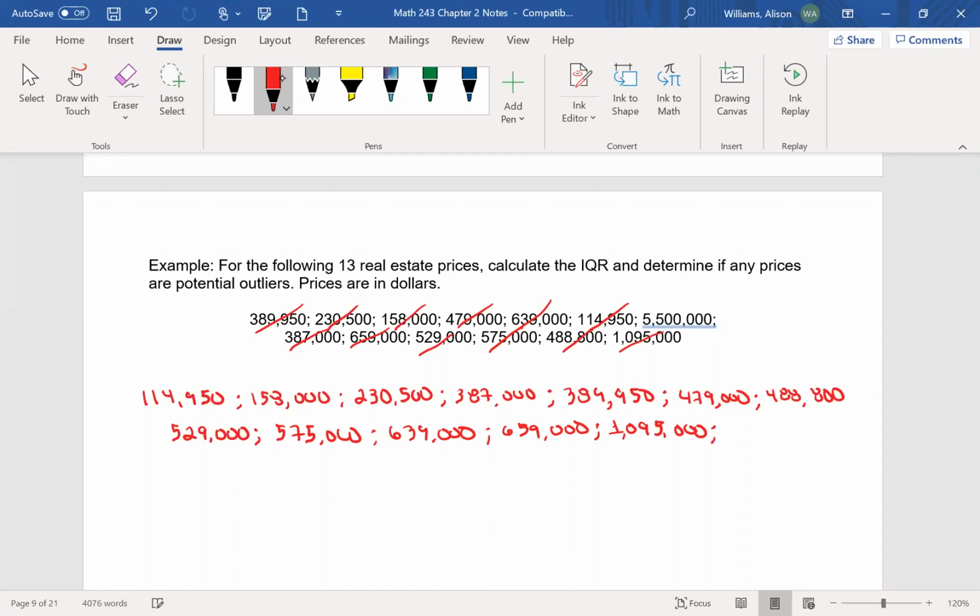And last one is 5,500,000, which is pretty big compared to the rest of the data. Makes me suspicious that that might be an outlier. Let's verify it and see.